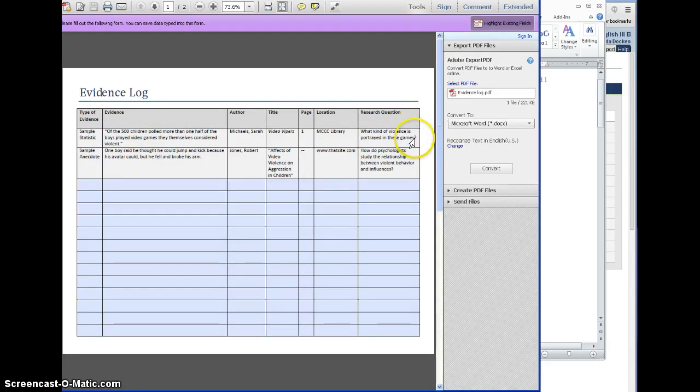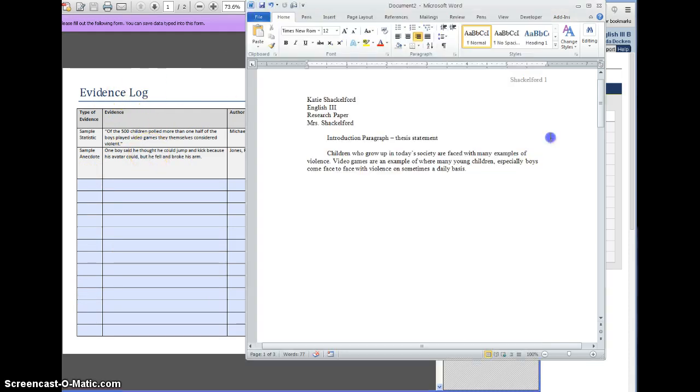What kind of violence is portrayed in video games? So you have the statistic, you have an author name, you have the title, page number, location, and the research question. I really would suggest doing some sort of research or evidence log as you're researching because it's going to help you be organized. This introduction paragraph would be where I have my introduction paragraph. I'm not going to write one up, but that's where this paragraph would be. And also remember, you end your introduction paragraph with your thesis statement.